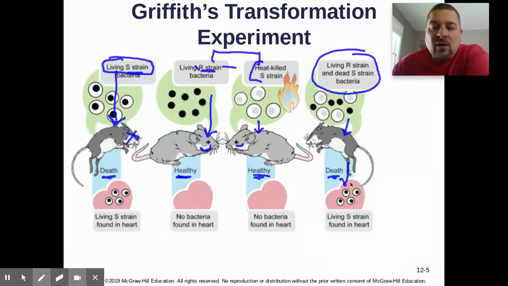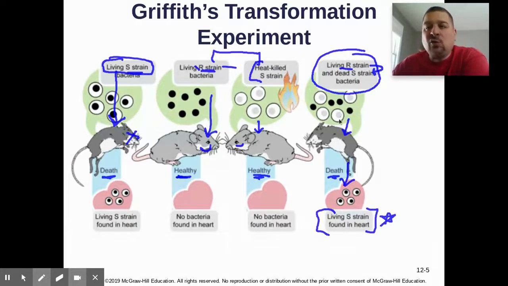And when he did an autopsy on the tissues, he found living S strain in the heart. Now, the R strain was alive, and the S strain was dead. So what he proposed is that the living R strain picked up pieces and parts of the dead S strain, or the genetic material, and caused what we now call a transformation.